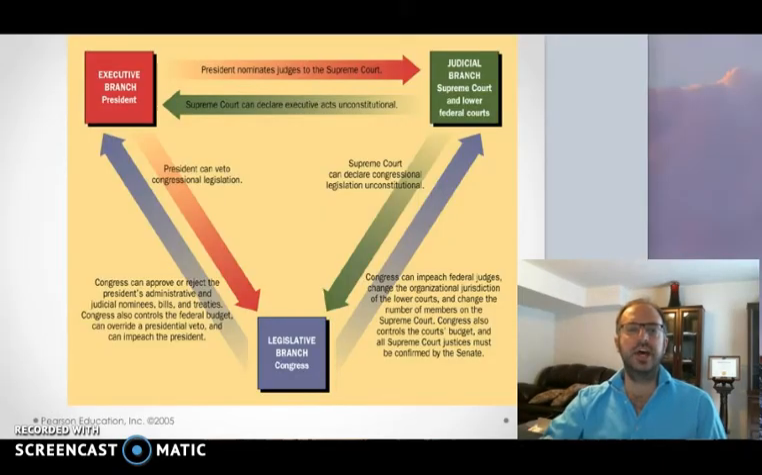A quick note, this slide here presents a graphical representation of how each branch can check the powers of each other. I'll go ahead and post this on the course webpage for this chapter, but the main idea here is that every branch has the authority to affect the actions and decisions of the other two. You should study this and be aware of it for the quiz because it's going to be important to know how the legislative branch can check the executive, and the executive can check the judicial branch, and the judiciary can check the legislative branch, and then go back around the triangle in the opposite direction. So I'll post this on the webpage. Read it, learn it, love it.